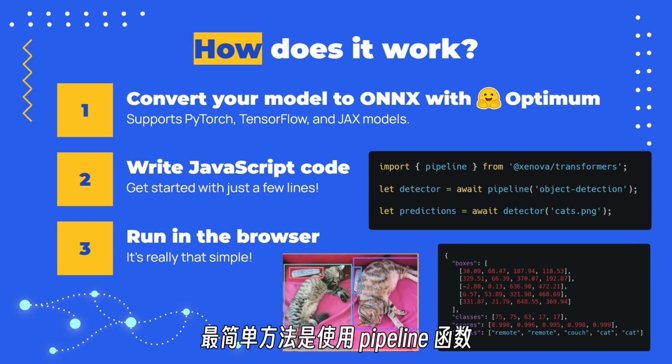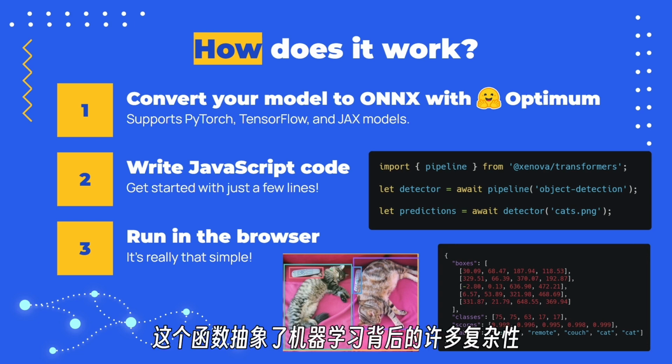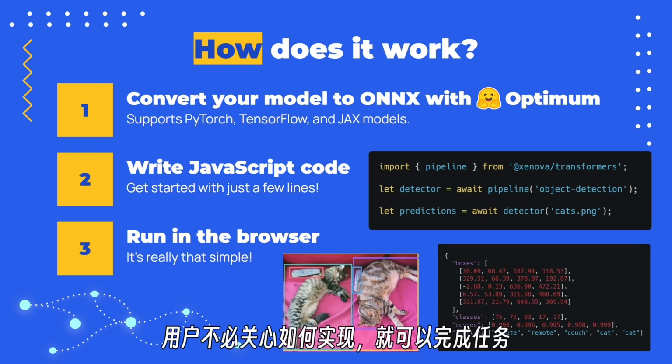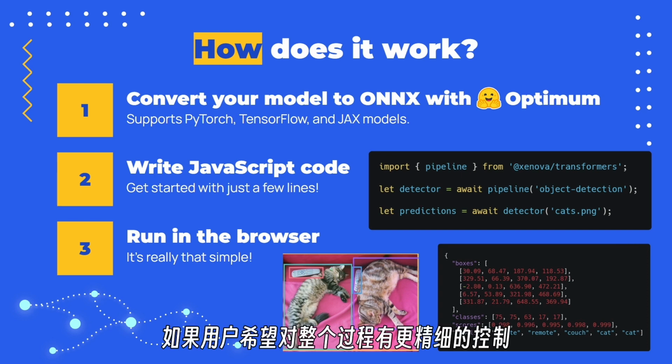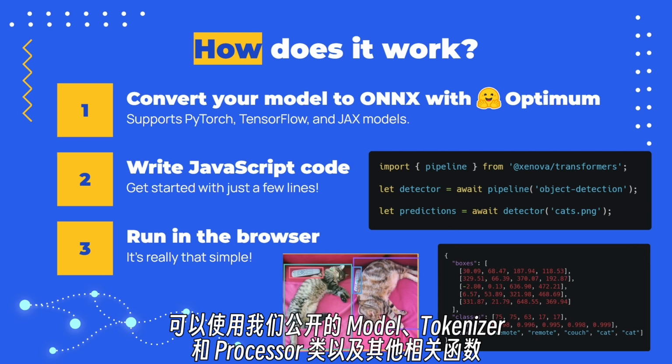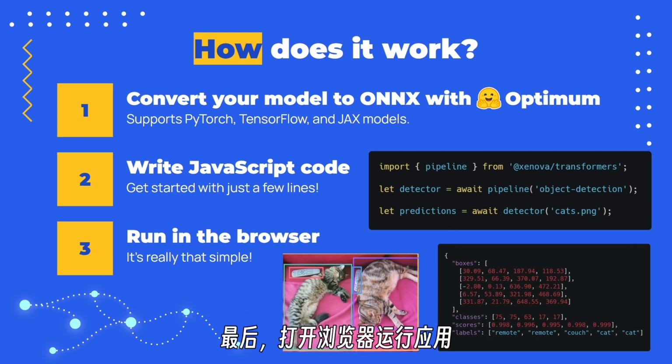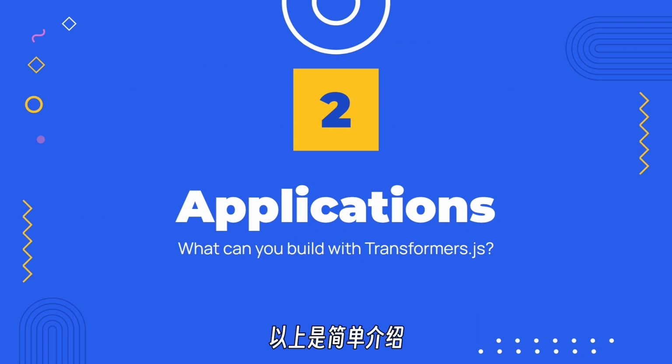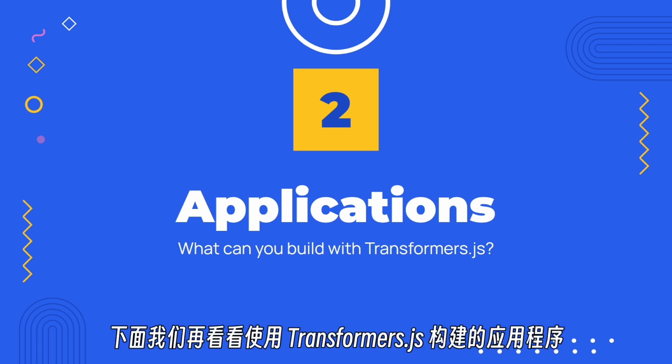The easiest way to get started is with the pipeline function, which, as mentioned before, aims to abstract away much of the complexity behind machine learning. This means users can get things done without having to worry about how it's done. If a user would like finer control over the whole process, we expose the model, tokenizer, and processor classes, as well as other relevant functions. And finally, the user can open up a web browser and run their application. It's really that simple.